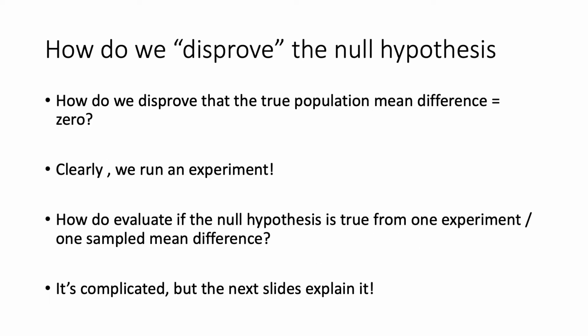How do we disprove the null hypothesis if that's our goal? How do we disprove that the true population mean difference equals zero? Well, we all kind of know part of the answer. We run an experiment, but we have to evaluate if the null hypothesis is true, which is a hypothesis about a population mean difference from one experiment, from one sampled mean difference. So we got to figure out how to connect sampled mean differences to the population mean difference that is presented in the null. It's complicated, but we're going to go over this on the next slide.